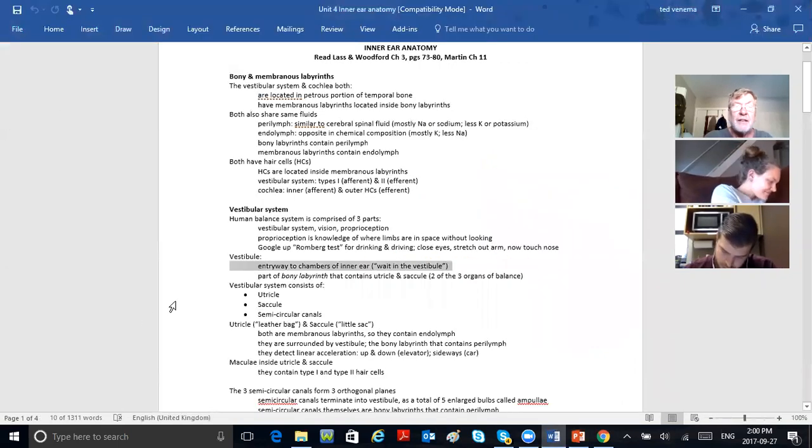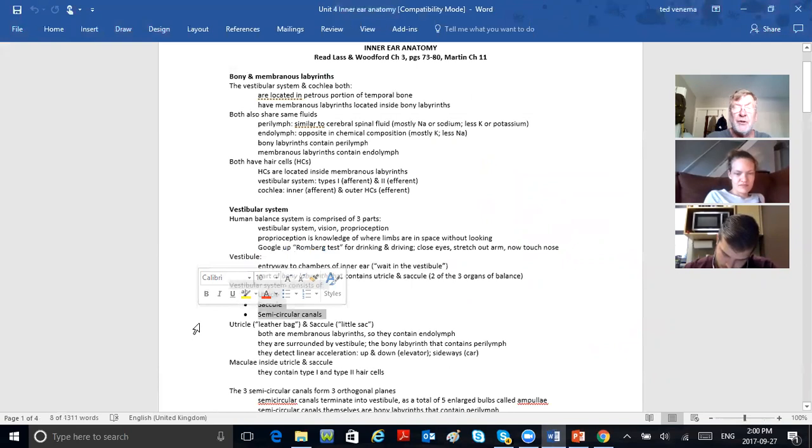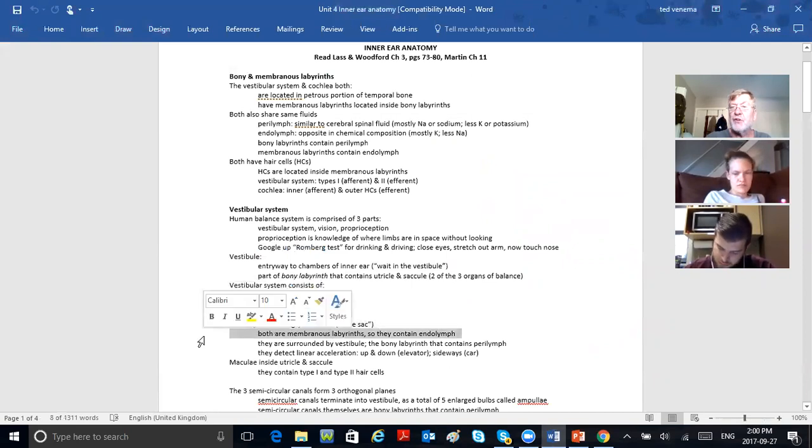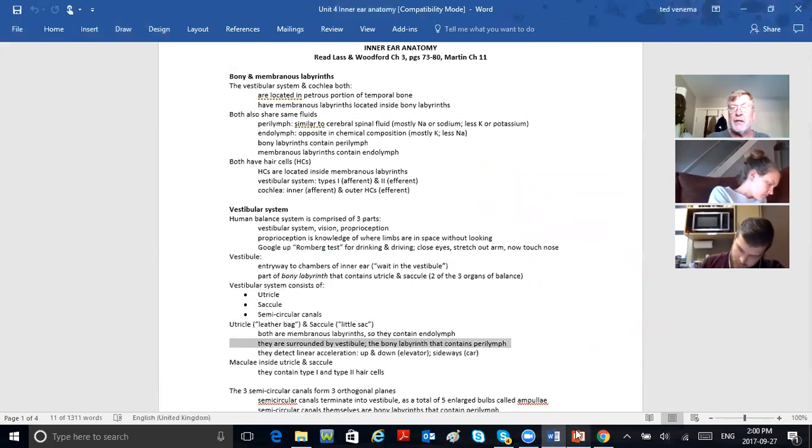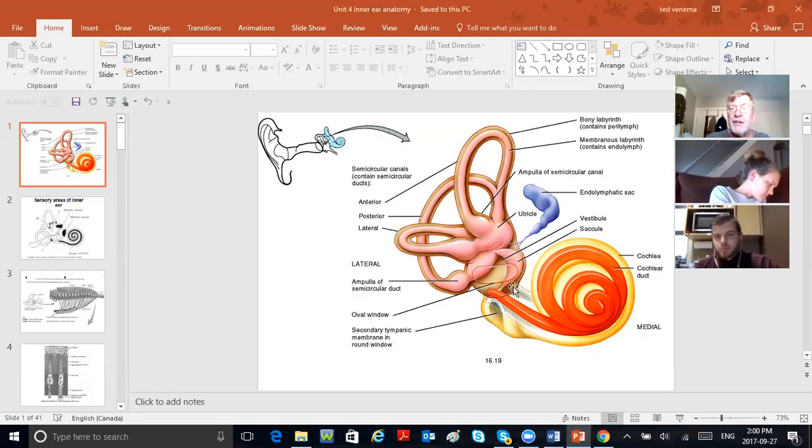Quite. The vestibular system contains the utricle, saccule, and semicircular canals. Utricle, leather bag; saccule, little sac. Both are membranous labyrinths, and both contain endolymph. They are surrounded by the vestibule, where the oval window pushes in. This is all the bony labyrinth, the brown. The little bags here are the membranous labyrinths.